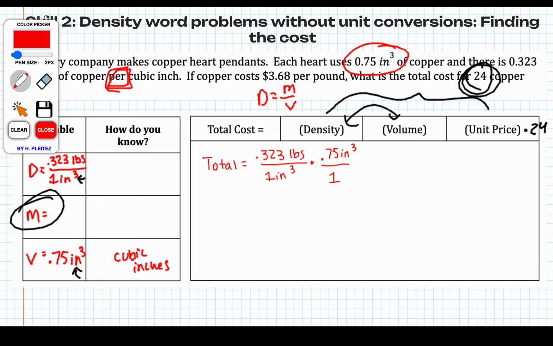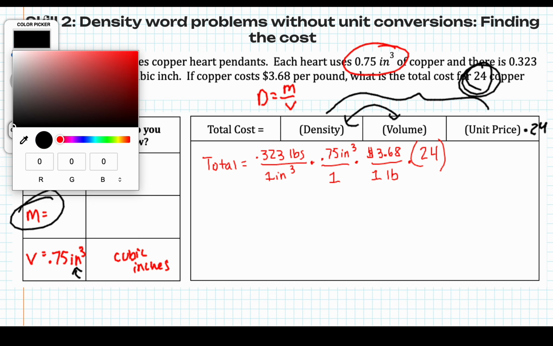So we have our density here times our volume times our unit price, which is going to be $3.68 per 1 pound. And then we're multiplying. We want 24 copper pendants, right? Now, I'm going to leave this at the very end. I'm just going to do the very beginning first so you guys can kind of see what I'm doing.